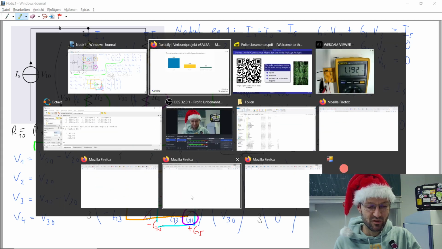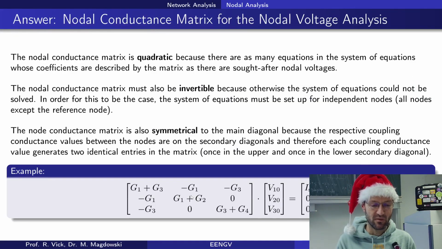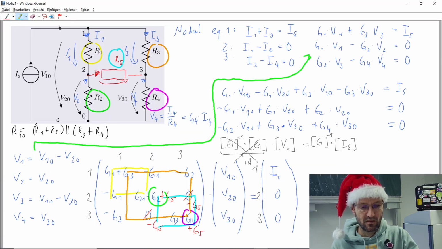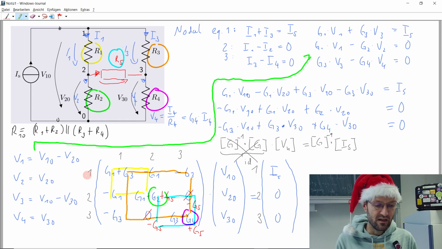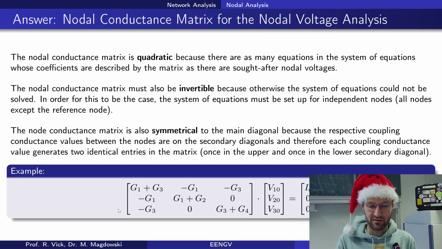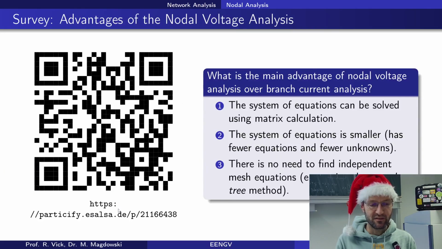this one here, or I think I have some example here, the one from before, right? We can always use the main diagonal as a mirror axis, and if we have minus G1 here, we always need to have minus G1 there, because the coupling between, yeah, what is in the first row, second column must also be in the second row, first column, and so on. Okay, so all of these answers are correct. And there's a second question.